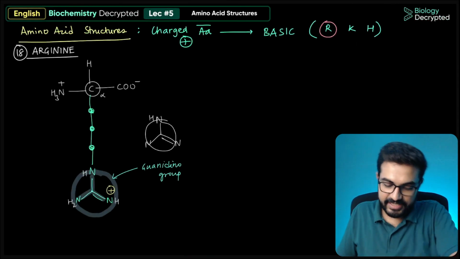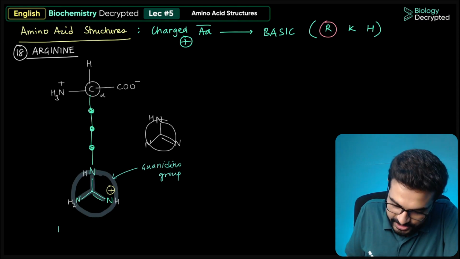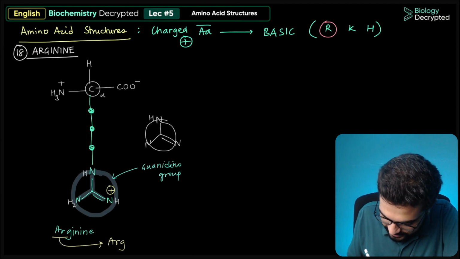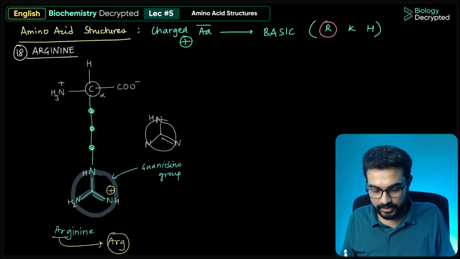So we'll write the names one by one. If we talk about arginine, the first three letters give you the 3-letter code ARG. But now you cannot write A, you cannot write G, you cannot write A, you cannot write G.